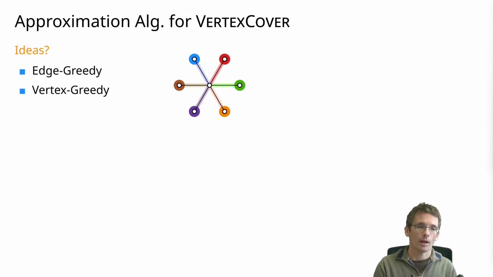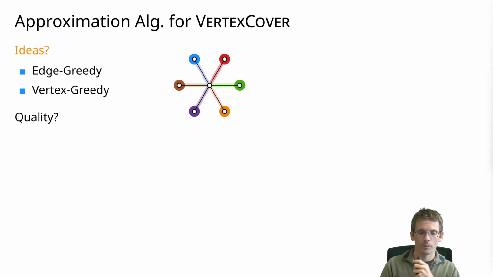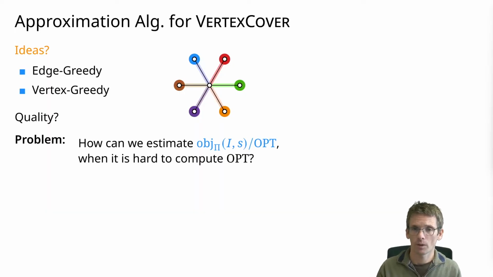But before doing so, we have to think about the following. No matter which strategy I have, if I want to say something about the quality, then I have to bound the objective function that I get in terms of the optimum value for the objective function. But that's difficult since computing the optimum is difficult.